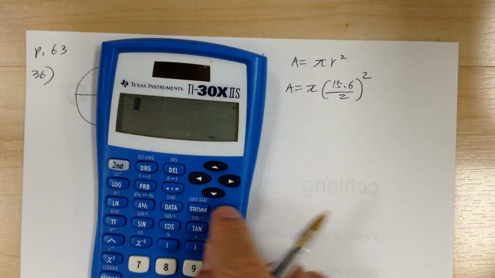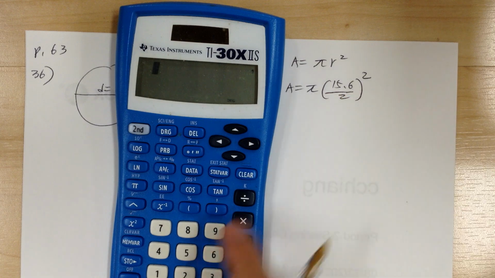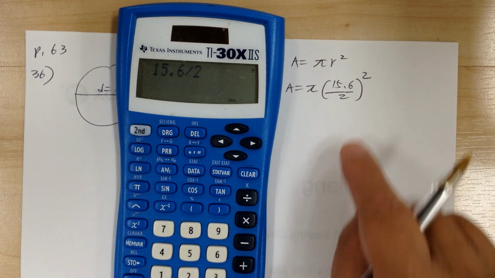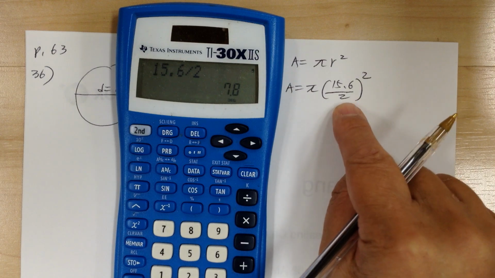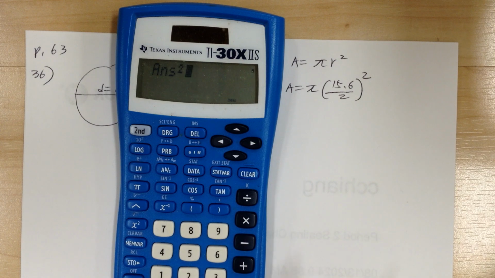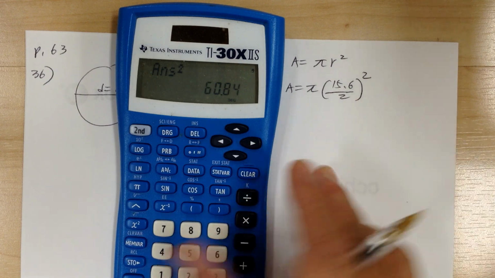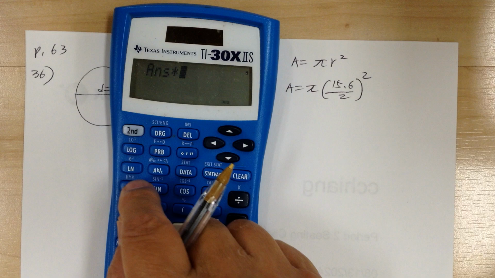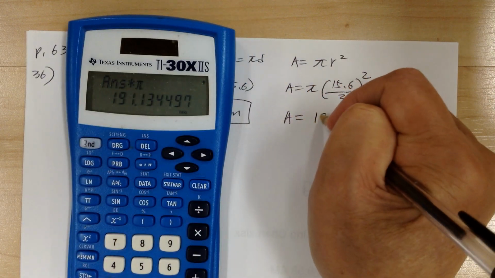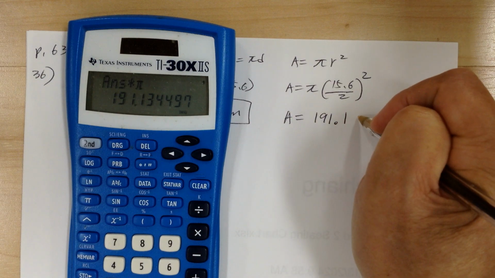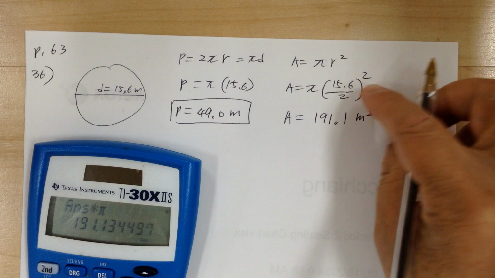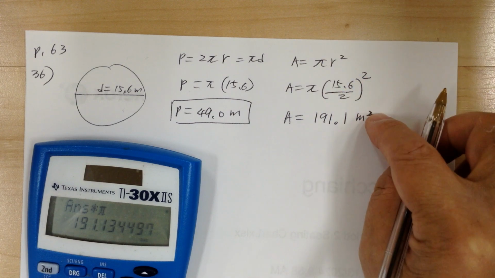When you use the calculator, you have to be careful. So you have to go 15.6 divided by 2. Now you have to push equal. Then you square that. Push equal. I just push equal a lot to be safe. Times pi. Push equal. So area equals 191.1. The label is meters squared, because this is meters, so meter times meter gives you meters squared.